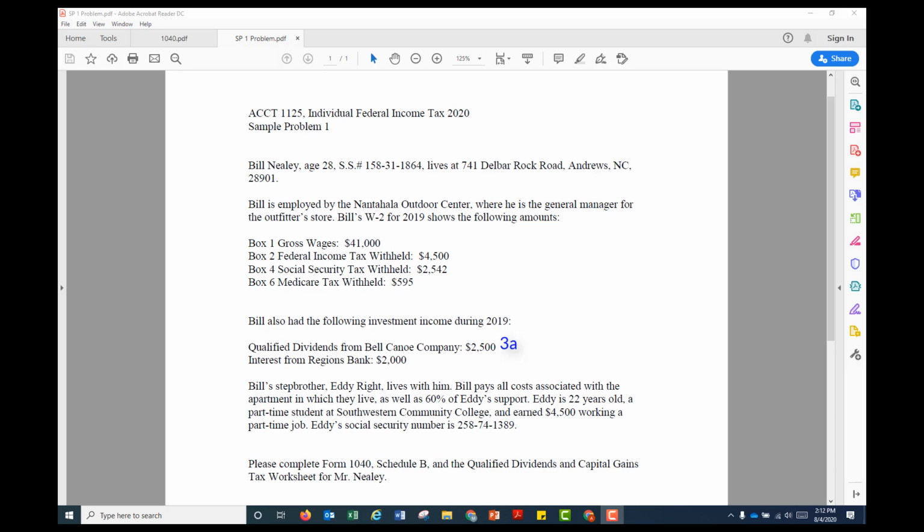Ordinary dividends goes on line 3B. Is this ordinary dividend or is it qualified dividends? This is qualified dividends, right? $2,500 goes on line 3A. But this is also ordinary dividends because all dividends are ordinary dividends. So this is qualified dividends, and it's also ordinary dividends. Therefore, $2,500 also goes on line 3B.